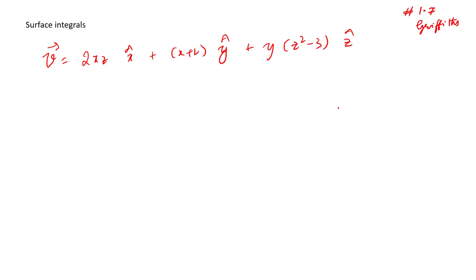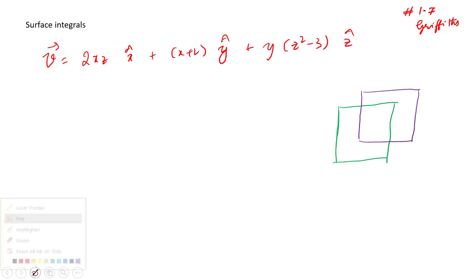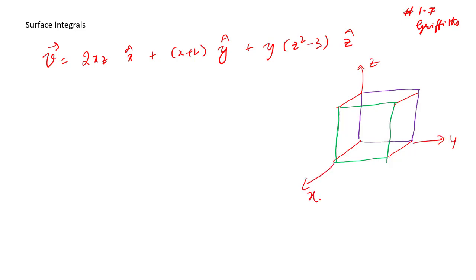So to draw the cube, let me change the color. So we are going to integrate it along the cube here, and this is the z-axis, this is the y-axis, this is the x-axis, and this cube has a length of 2. So this is x equal to 2, this is y equal to 2, and that is z equal to 2.